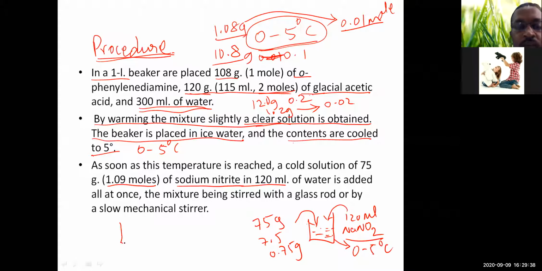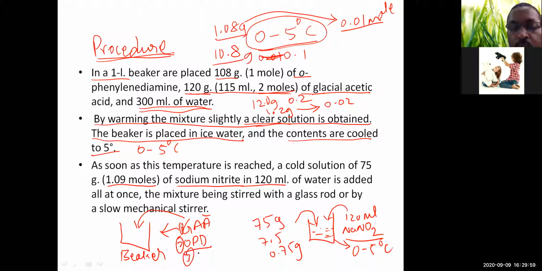So in the first beaker, beaker 1, what all we have taken: we have taken glacial acetic acid, and we have also taken the orthophenylene diamine, into which we added water also. Okay, 1, 2, and 3. Now we have to cool both the solutions, that is beaker 1 and beaker 2, to 0 to 5 degrees centigrade.